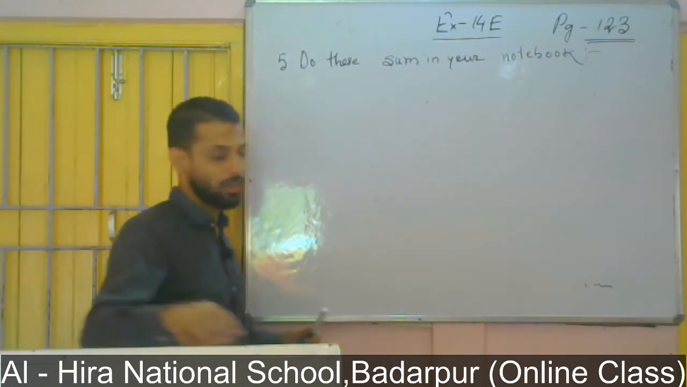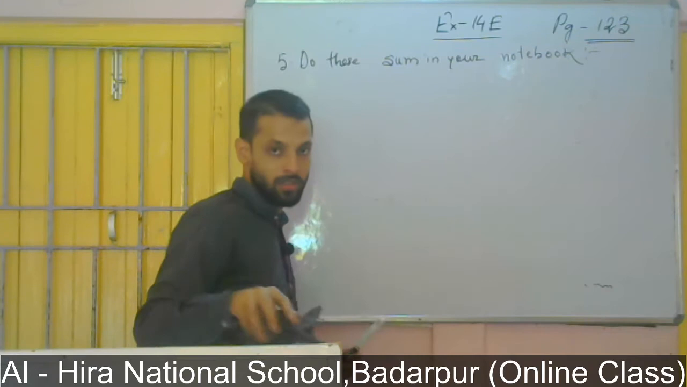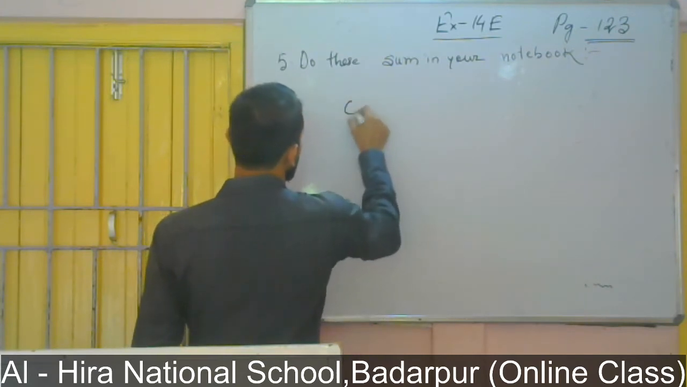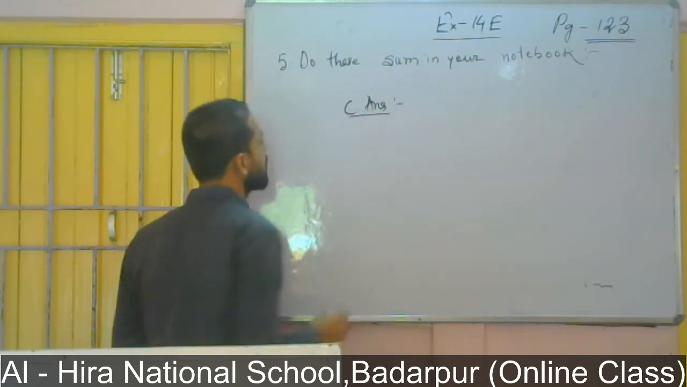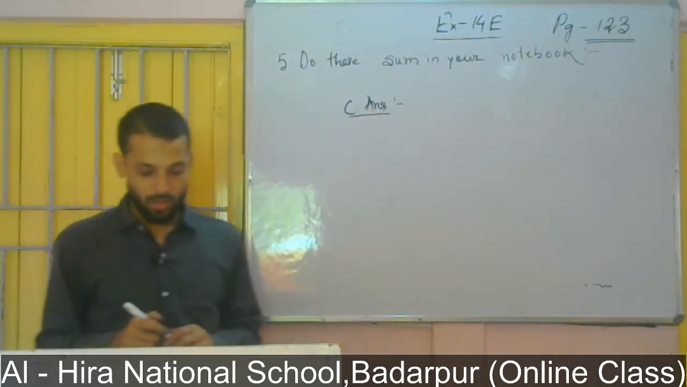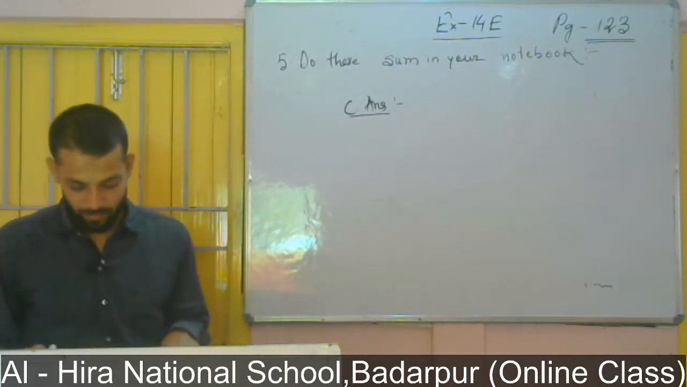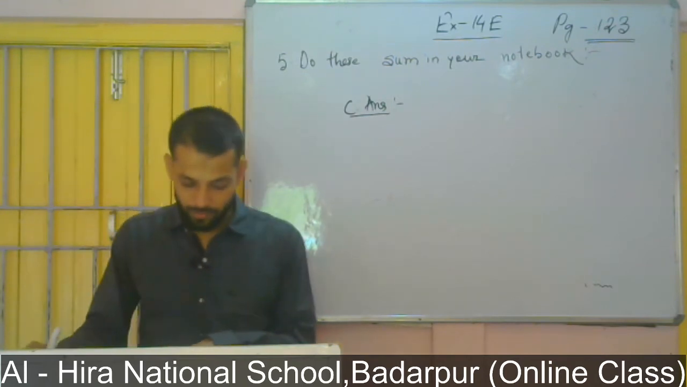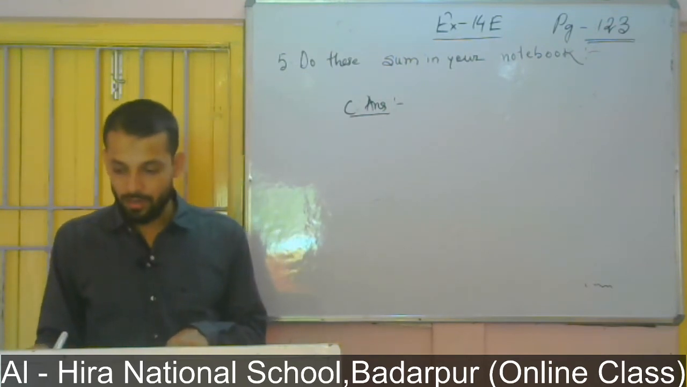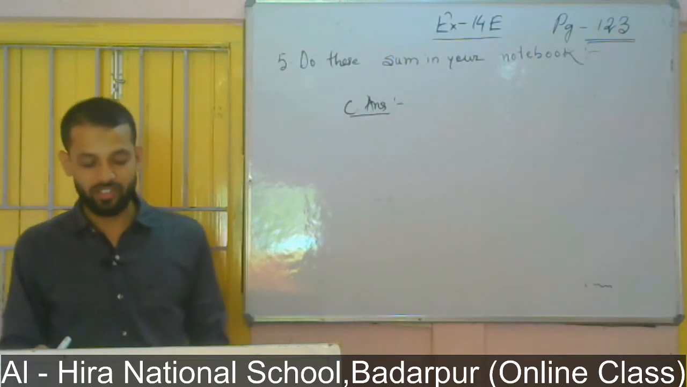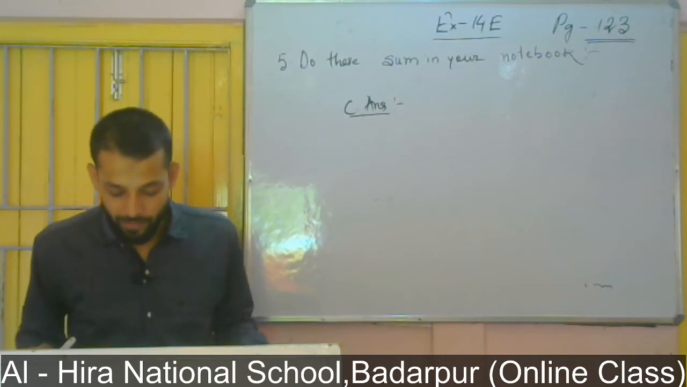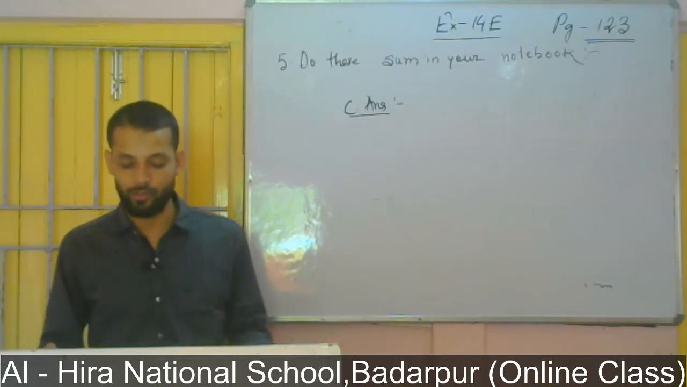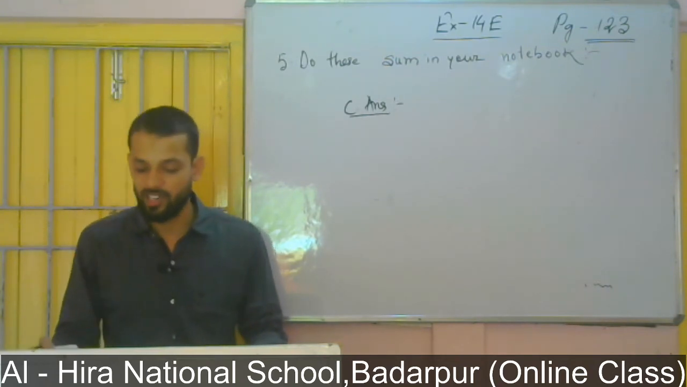Now we are going to solve question number C. Jaya's saree cost rupees 950. That means the price of her sari is rupees 950. If Lina's sari cost rupees 125 less, how much did it cost?